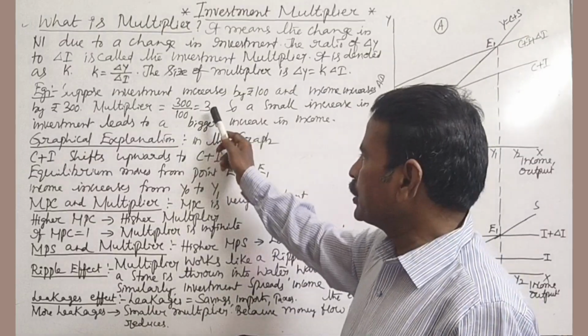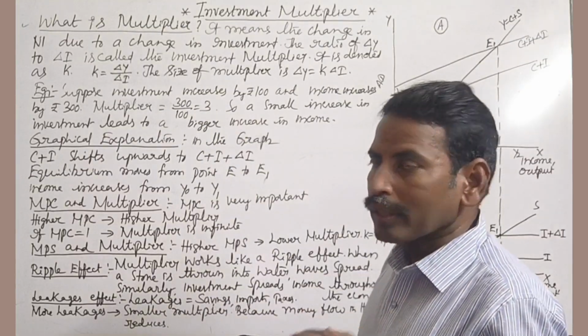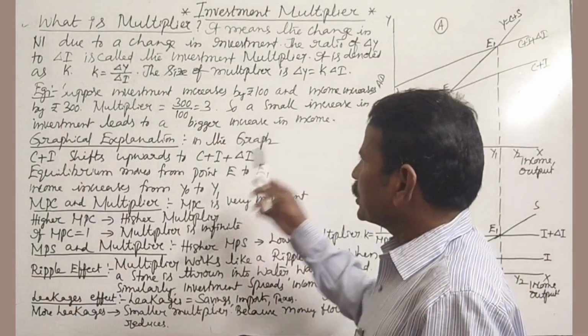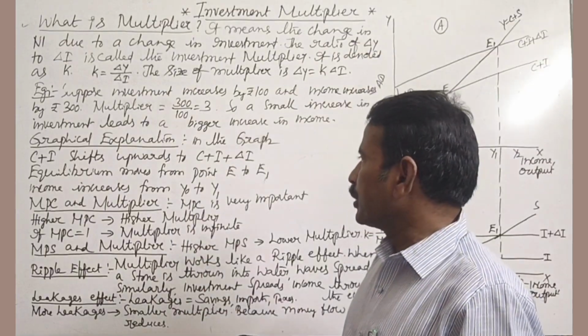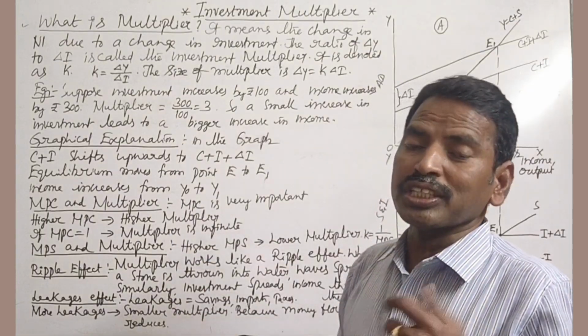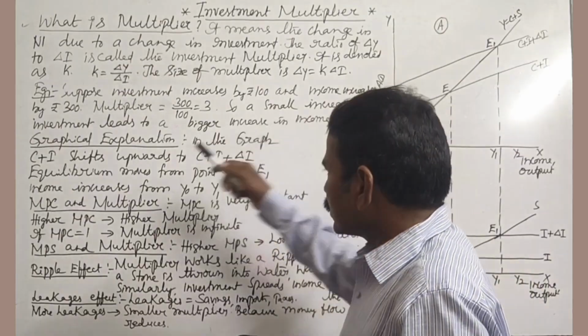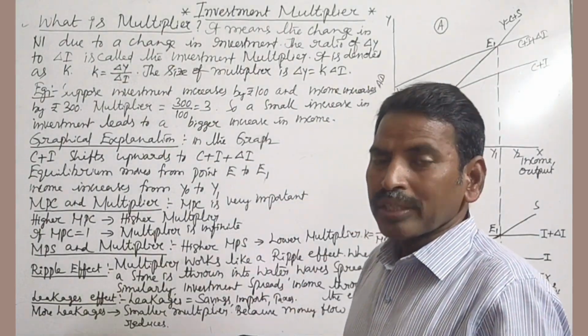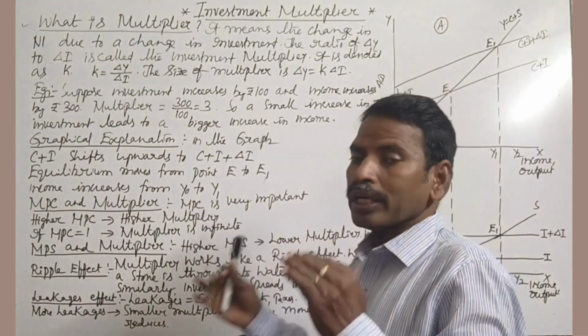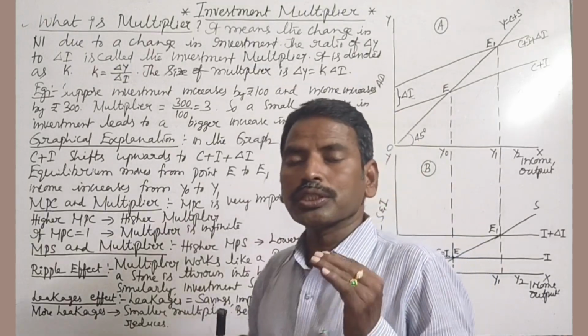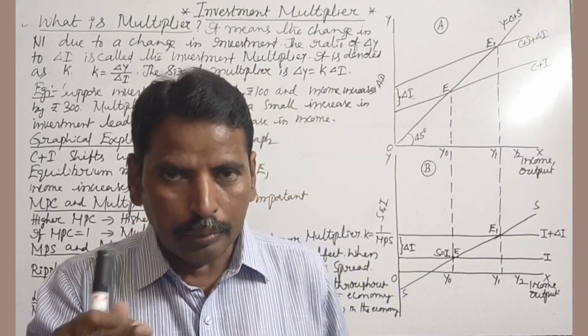So, multiplier is 3. A small increase in investment leads to a larger increase in national income. This is called investment multiplier.